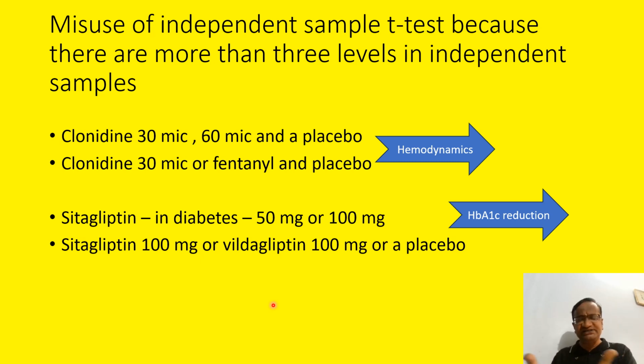You are checking the hemodynamics. These are groups 1, 2, 3. If you use t-test, it's not correct. You have to use ANOVA. There are certain modifications of t-test.